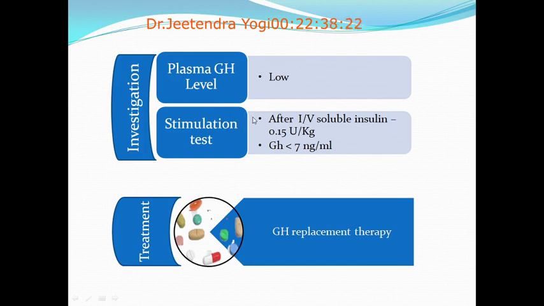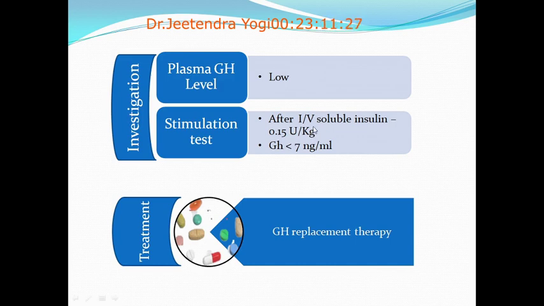To detect hypopituitarism or hyposecretion of growth hormone, there is a gold standard test called the stimulation test. For that we have to give 0.15 unit per kg of soluble insulin by IV route, and take samples at 0, 30, 60, 90 and 120 minutes after giving the IV soluble insulin, and detect the blood glucose level and the growth hormone level.